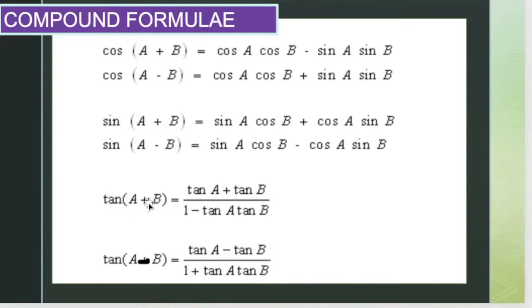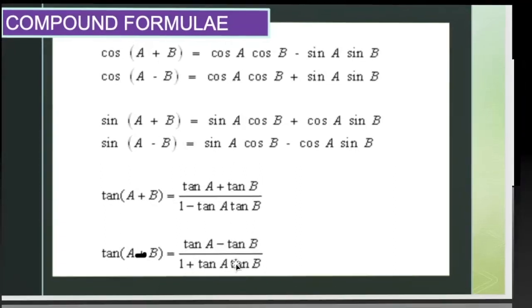Now, tan(A+B) is equal to tan A plus tan B all over 1 minus tan A tan B. And we have here tan(A−B) is equal to tan A minus tan B all over 1 plus tan A tan B.